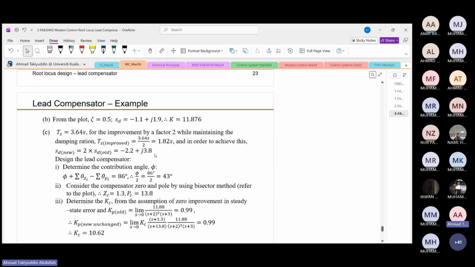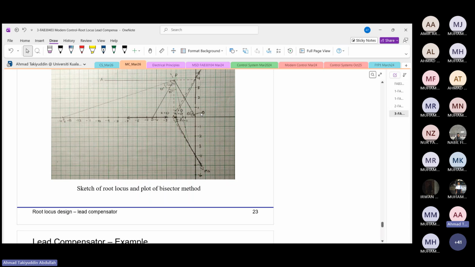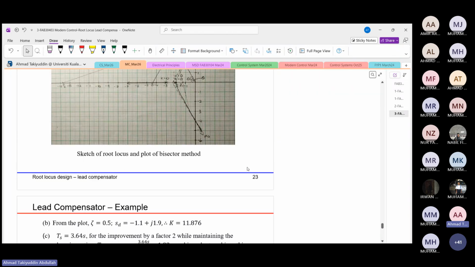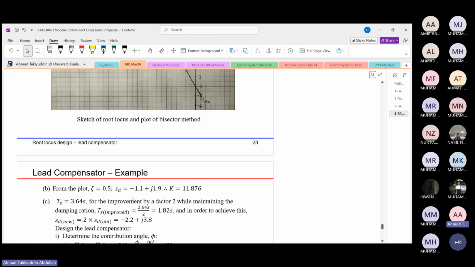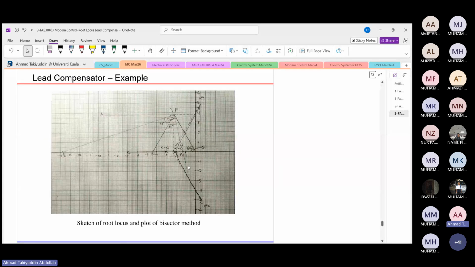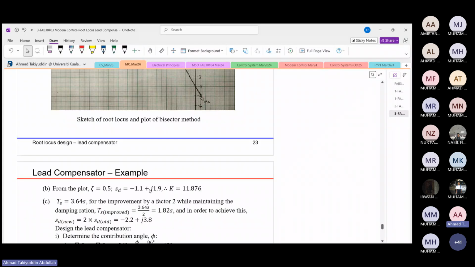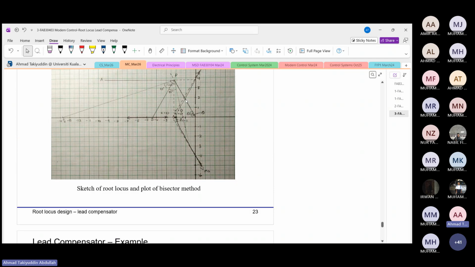Then from the plot, zeta will be 0.5. Therefore, you will know what you are going to have for the dominant pole. As I'm referring to this plot, the dominant pole is at minus 1.1 plus j1.9. So this will be the point minus 1.1 plus j1.9.